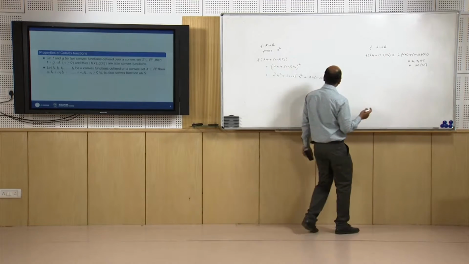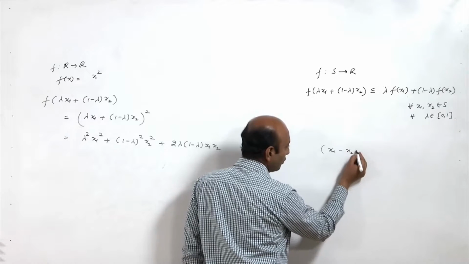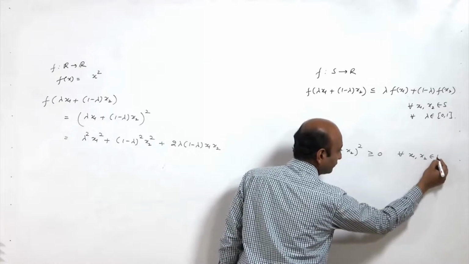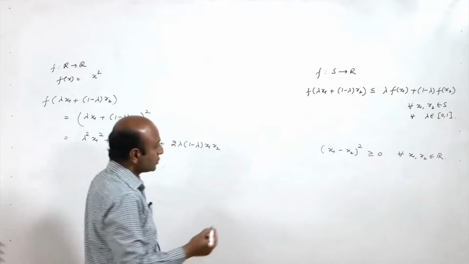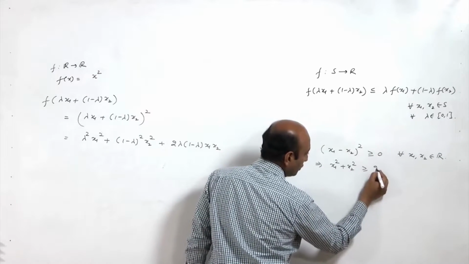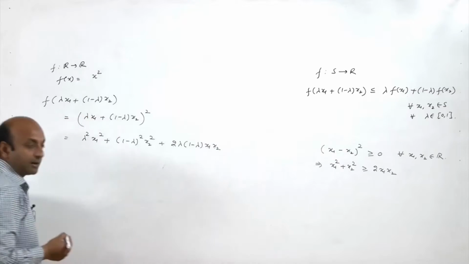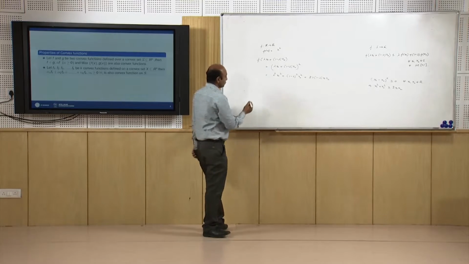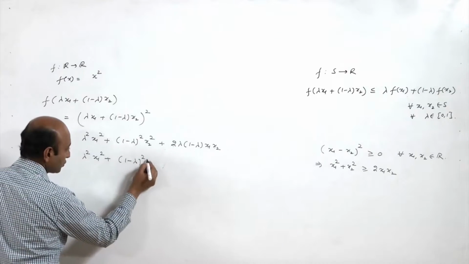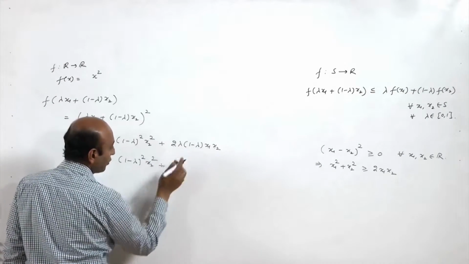Now, to solve it further, we know that for any x1, x2, x1 minus x2 whole square is always greater than or equal to 0. Using this inequality we can obtain that x1 square plus x2 square is greater than or equal to 2 x1 x2. So, this 2 x1 x2 can be written as less than or equal to x1 square plus x2 square. So, this is less than or equal to lambda square x1 square plus 1 minus lambda whole square x2 square plus, and the inequality will not change because these quantities are non-negative.